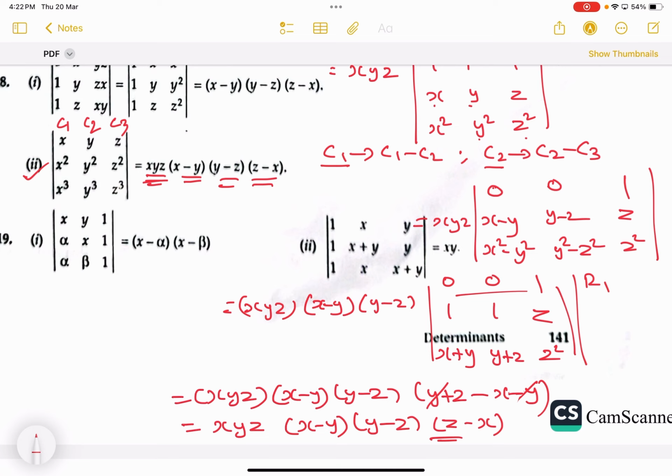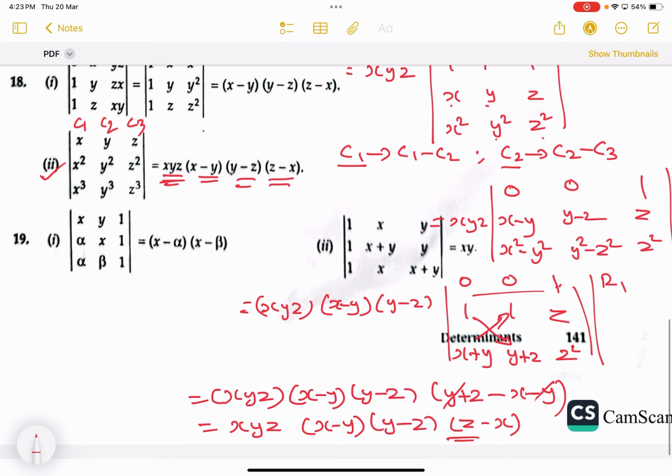Multiplying these two, y plus z, right? Doing the determinant based on this: 1 into the determinant of this. So y plus z minus x plus y, 1 into x plus y, that is minus x minus y, z minus x. Okay, now can you tell me what you're supposed to do for 19th?